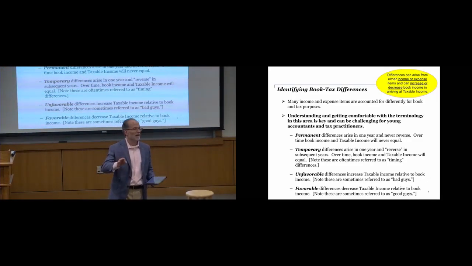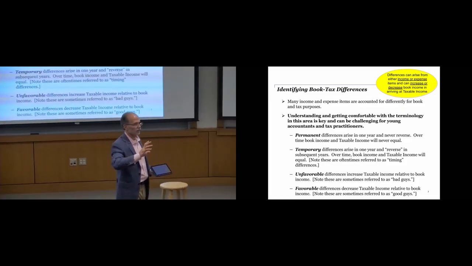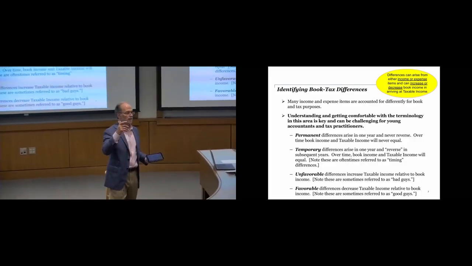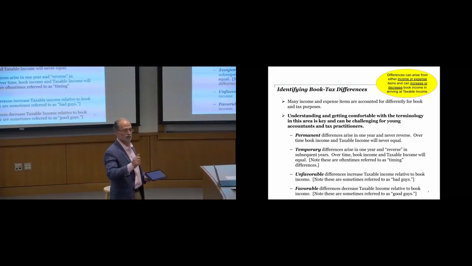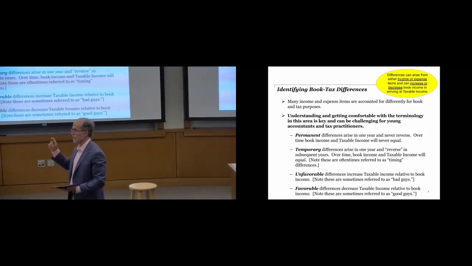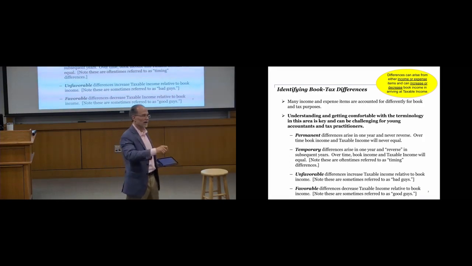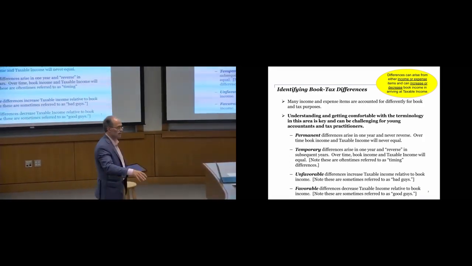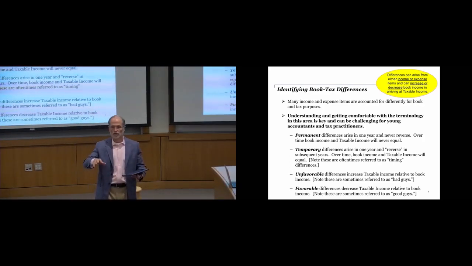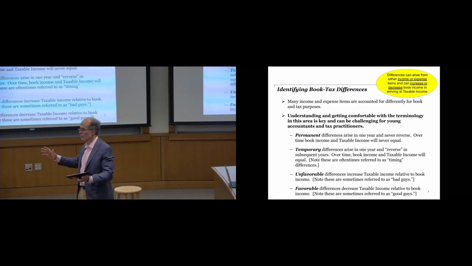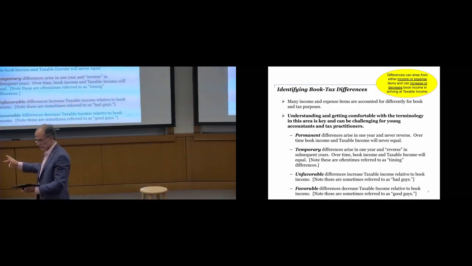Permanent items will never equal. So it's a very stark either non-taxability or non-deductibility on the tax side. Either that income is not taxable and it will never be taxable, or it's not deductible and it will never be deductible, right? So I'm going to never equal over time. So that's the only difference between permanent and temporary.